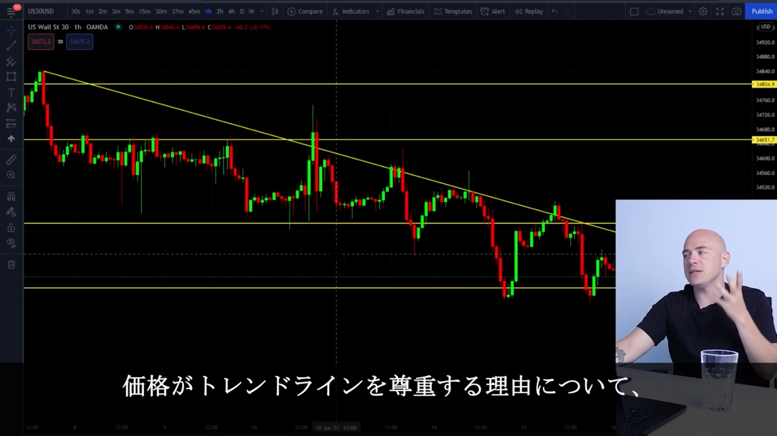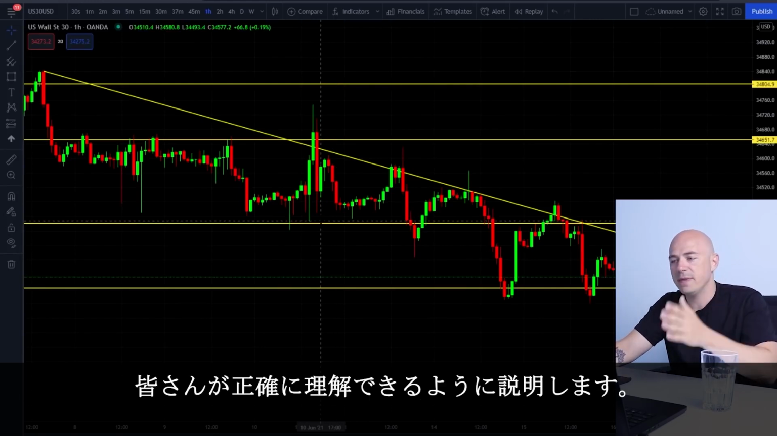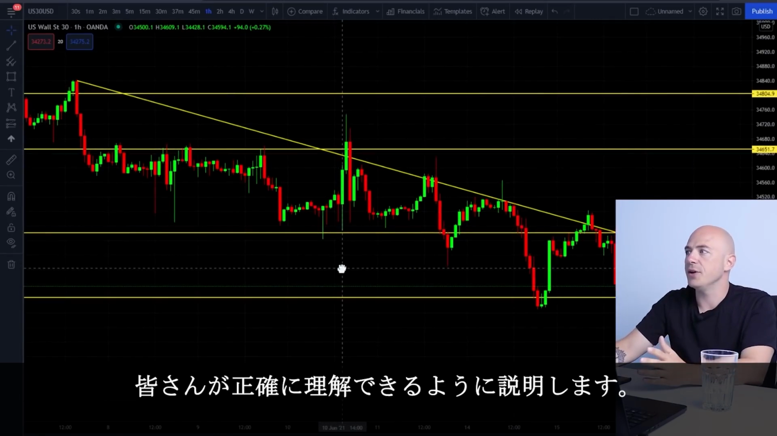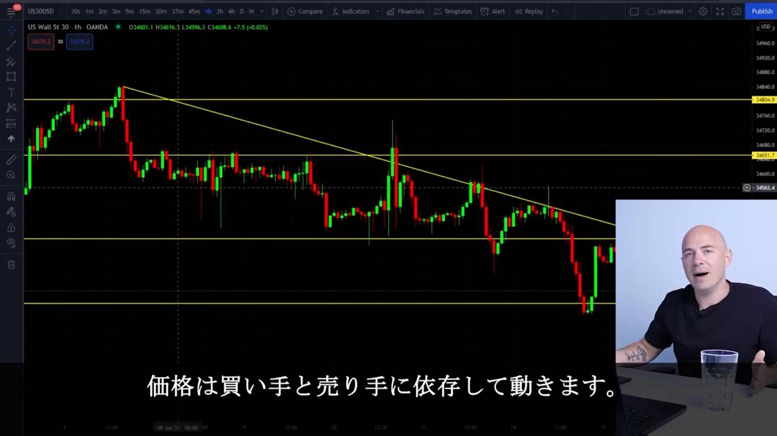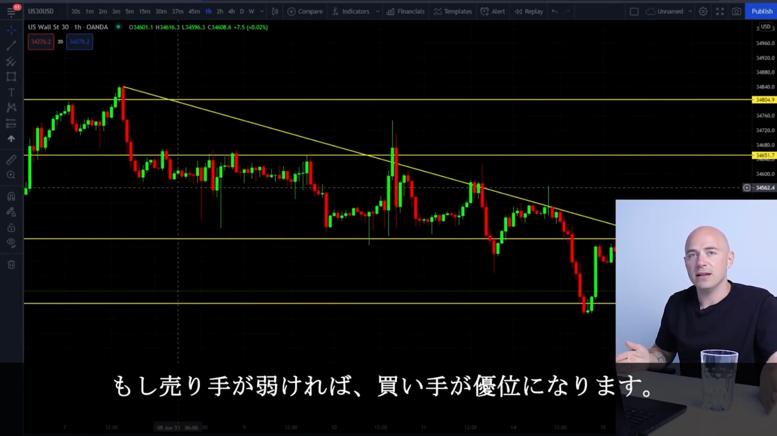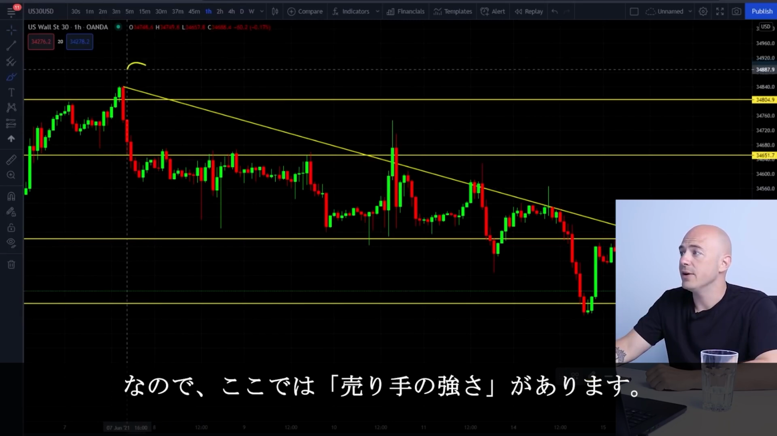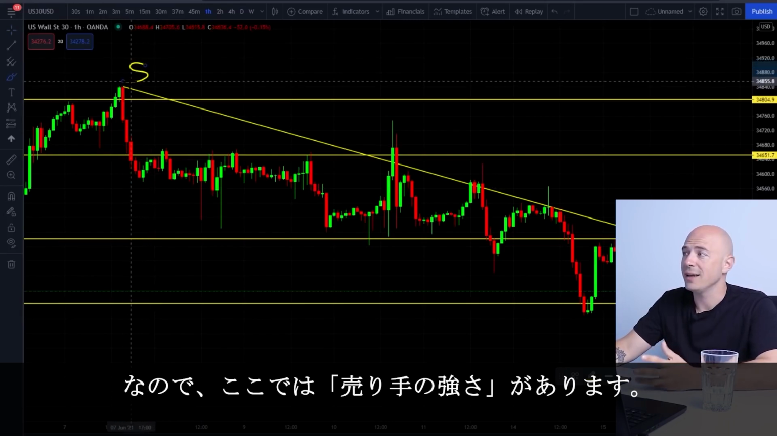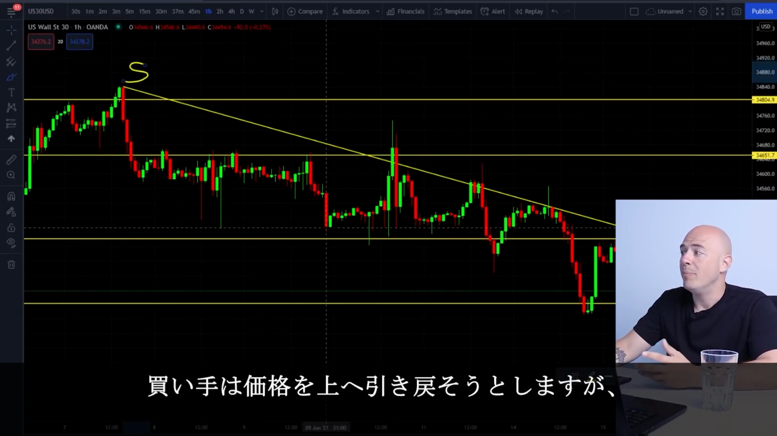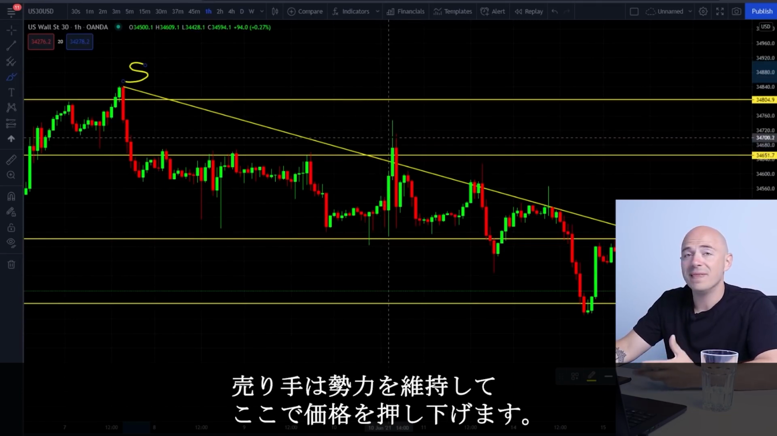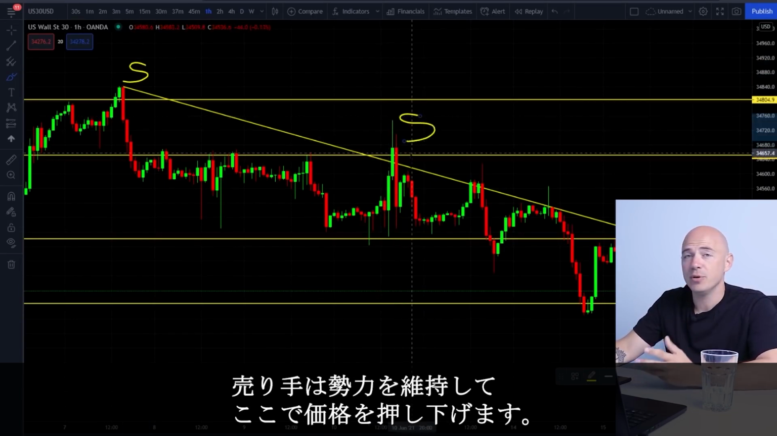The reason price respects a trend line, I'm going to put this in a way that you guys can truly understand. Price moves dependent on buyers and sellers. If sellers are weak, the buyers take over. If buyers are weak, the sellers take over. So right here, we have the sellers' strength. They push the price down. The buyers try to bring it back up, but the sellers keep their strength and push it down here.